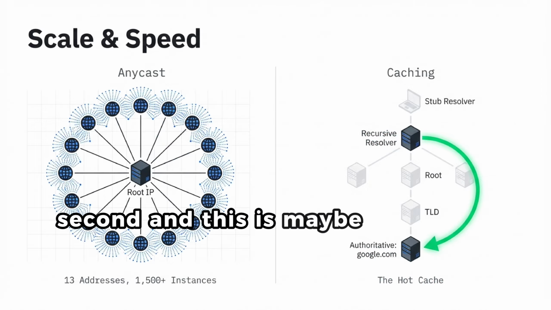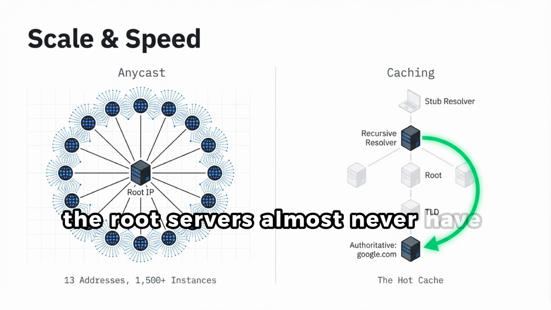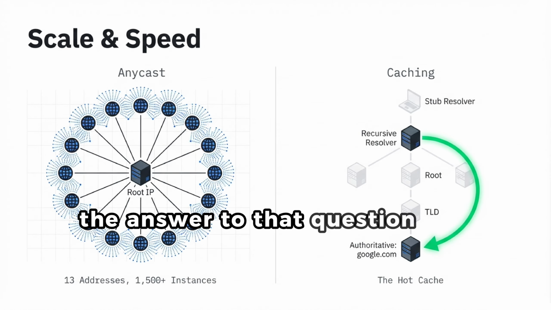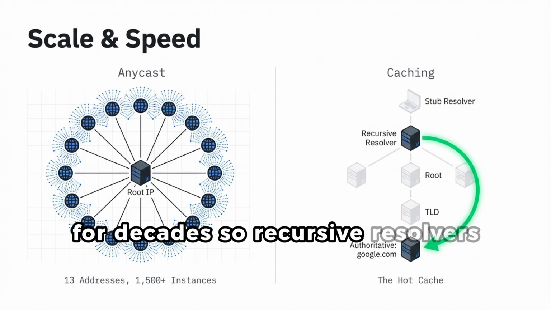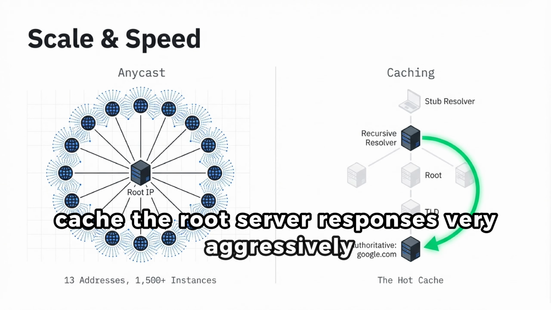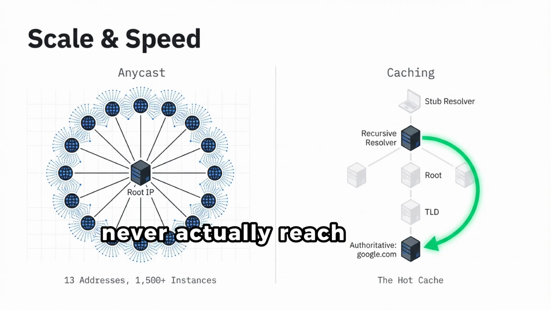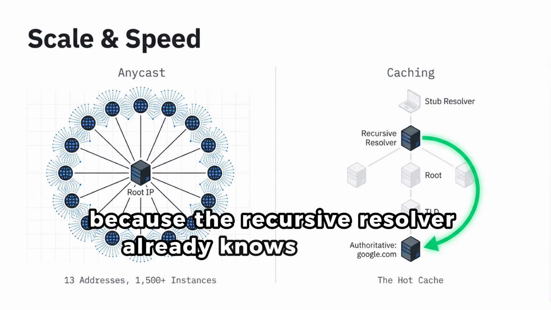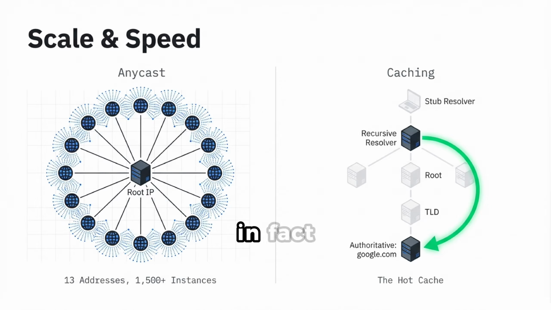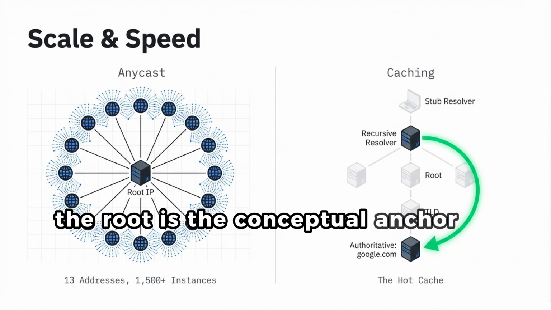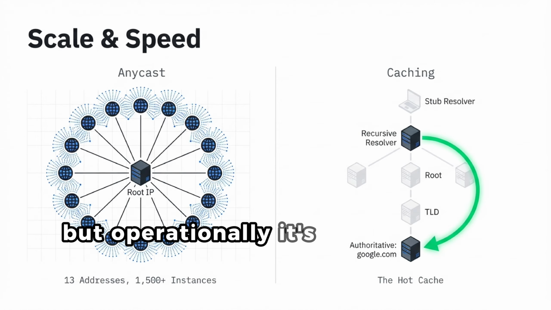Second, and this is maybe the bigger factor, the root servers almost never have to do much. Their answers barely change. Who handles com? The answer to that question has been the same for decades. So recursive resolvers cache the root server responses very aggressively for very long periods. In practice, the vast majority of DNS lookups never actually reach the root, because the recursive resolver already knows which TLD name servers to ask. In fact, there's a practice called priming, where recursive resolvers come preloaded with the addresses of the root name servers and the major TLD name servers right out of the box. The root is the conceptual anchor of the whole system, but operationally, it's often skipped.